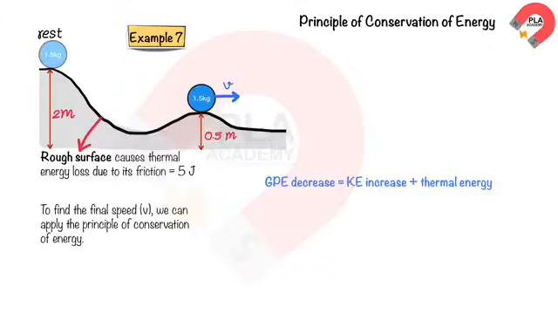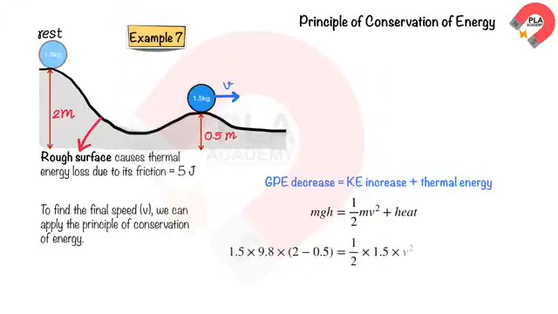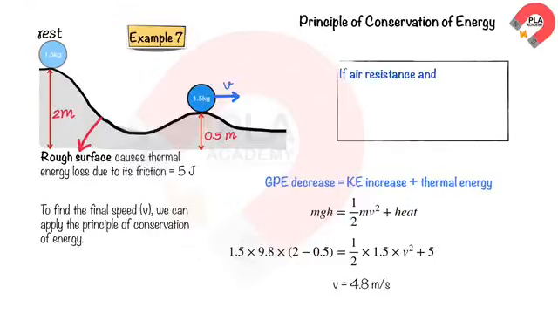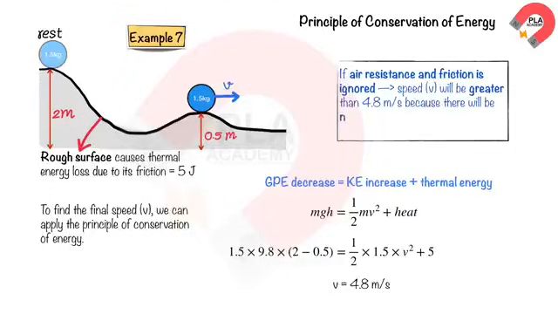Using the equation mgh equals half of m times v squared plus thermal energy lost, we can substitute the values m equals 1.5, g equals 9.8, h equals 2 minus 0.5, and thermal energy lost equals 5. Solving this equation, we find that the speed, v, equals 4.8 meters per second. If air resistance and friction are ignored, the speed, v, will be greater than 4.8 meters per second, because there will be no thermal energy lost due to air resistance.